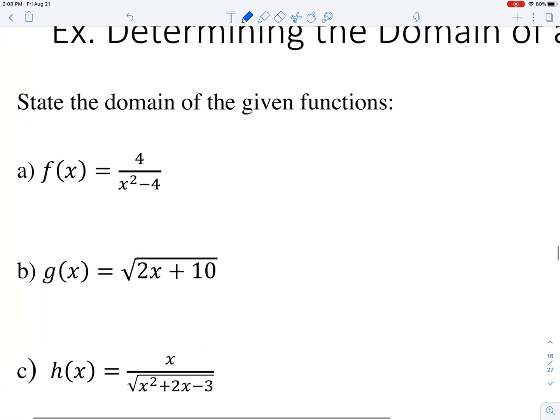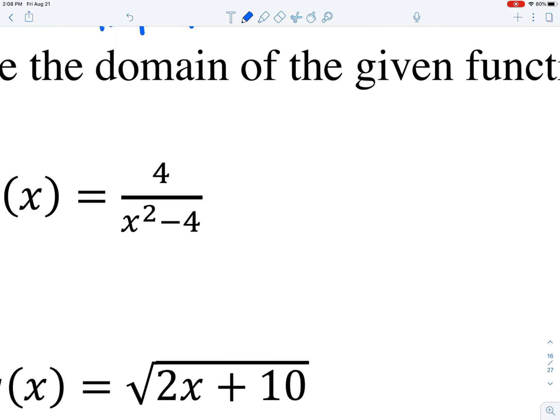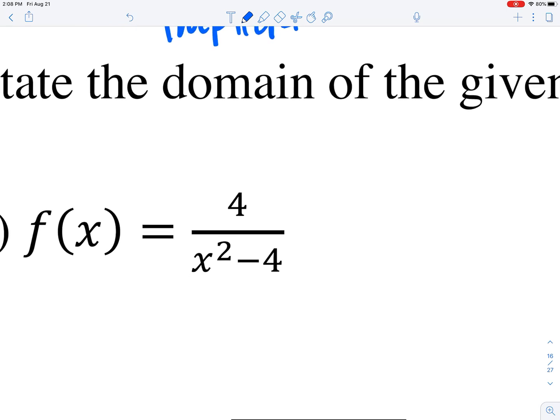So let's practice stating the domains of these functions. We're going to be stating the implicit domain of each of these functions. Okay, so this first function here, f of x equals 4 over x squared minus 4. This is a rational function, right? It's a ratio of two polynomial functions. We know that we must exclude values from the domain that would make the function undefined. So we need to exclude values that would make the denominator equal to 0.